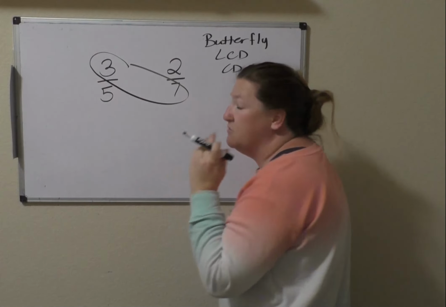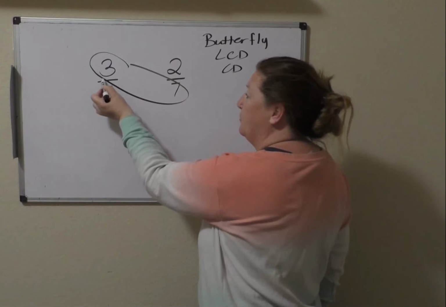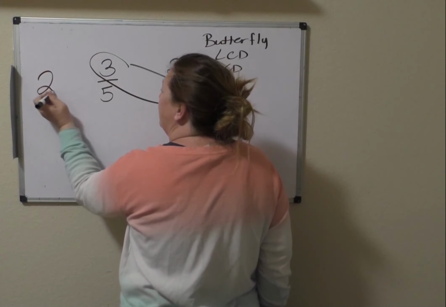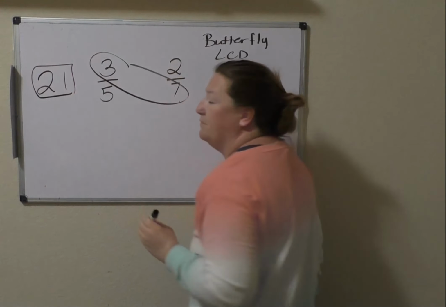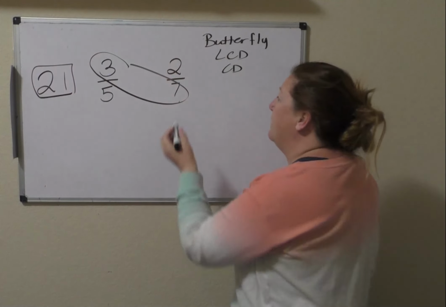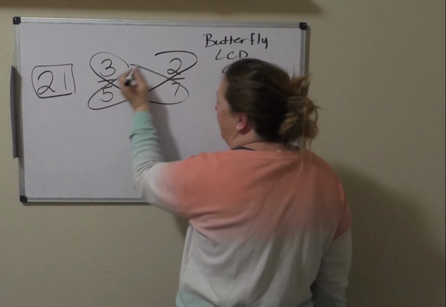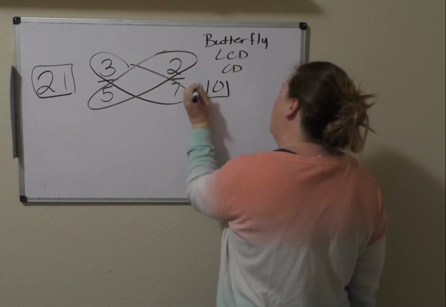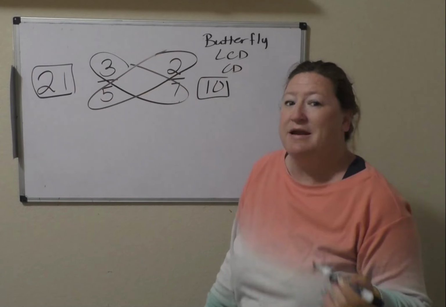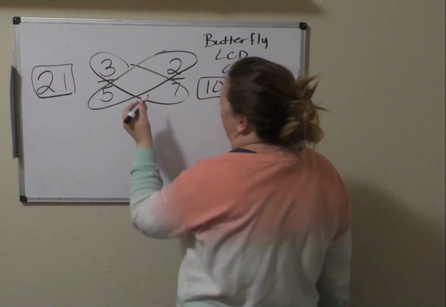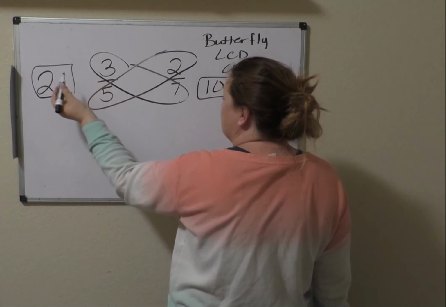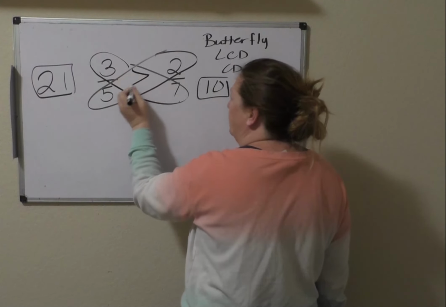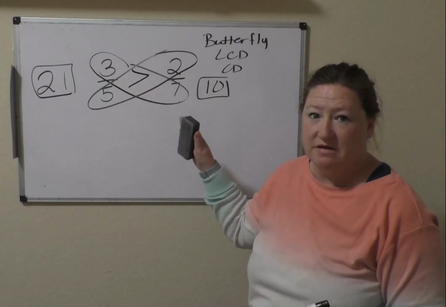The important thing to remember is my numerator multiplied by the denominator, 3 times 7, needs to go on this side, is my 21. My numerator up here multiplied by my denominator, see the butterfly, is a 10, and it goes on this side. And now I can easily compare and know that 3/5, because I have a 21 and I have a 10 over here, 3/5 is going to be greater than 2/7.